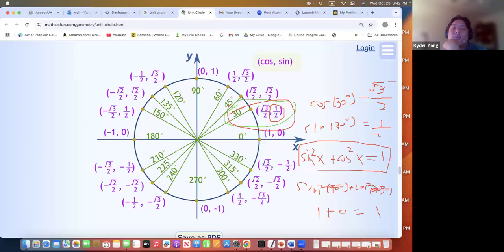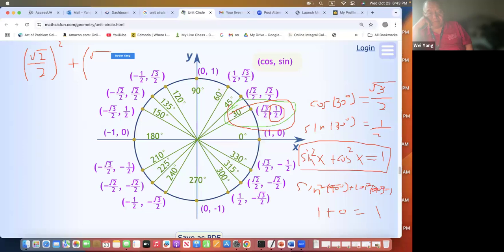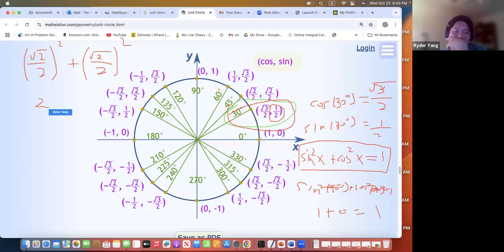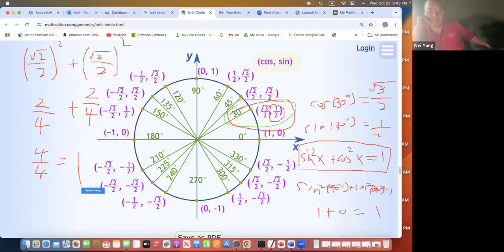Let's say 45 degrees. Okay, you plug in 45 degrees. Let's see what happened. Sine of 45 degrees is root 2 over 2 squared, and then plus cosine squared 45 degrees, which is root 2 over 2 squared again. So you square those, gives you 2 over 4, and 2 over 4. Add those together, you get 4 over 4 equals 1. So here you verified 45 degrees, this identity is true.